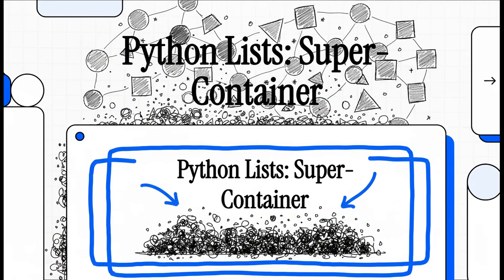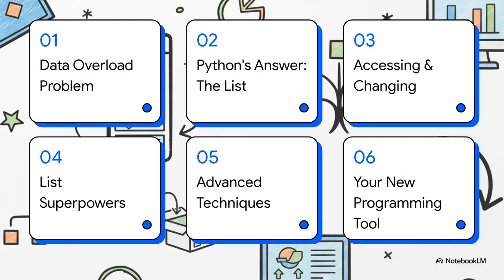Have you ever felt like you're just drowning in data? Trying to keep track of tons of different variables or names or scores in your code? Well, today we're going to throw you a lifeline. It's one of Python's most powerful tools for conquering that chaos, the list. And don't worry about the jargon, just think of it as your new go-to super container for getting all your info organized.